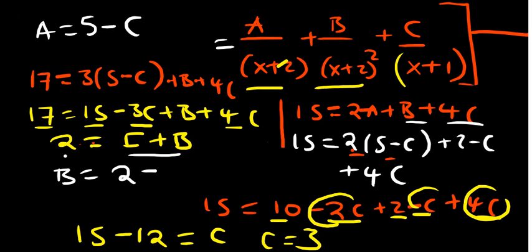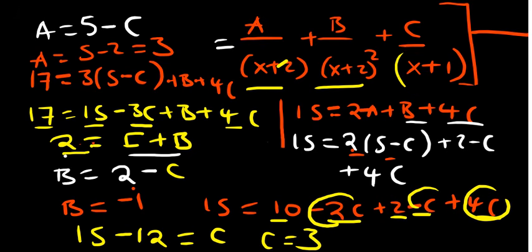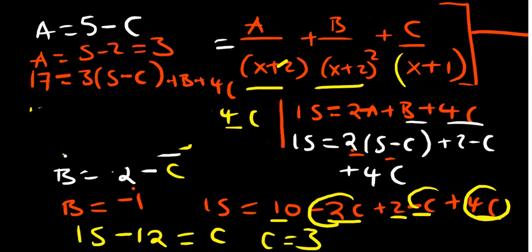Then remember, after making b the subject, it was 2 minus c. Since we found the value of c, we can plug in. So our b is going to be 2 minus c. Our c is 3, so our b is going to be minus 1. Then our a is 5 minus c, so 5 minus 3, which is what? A 3. Wait, 2. So this is another way that you can use. If you don't want to use the zeros there, you can use this method as well.